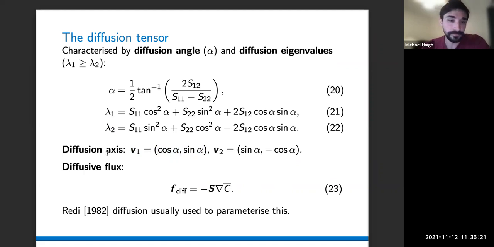Then just for concreteness, the diffusive flux, which is one part of the full eddy tracer flux, is simply calculated by taking the product of the diffusion tensor with the large scale tracer gradient, with a minus sign in front. And just for a bit more useful information, this diffusive flux in ocean models is typically parameterized using isotropic eddy diffusion.